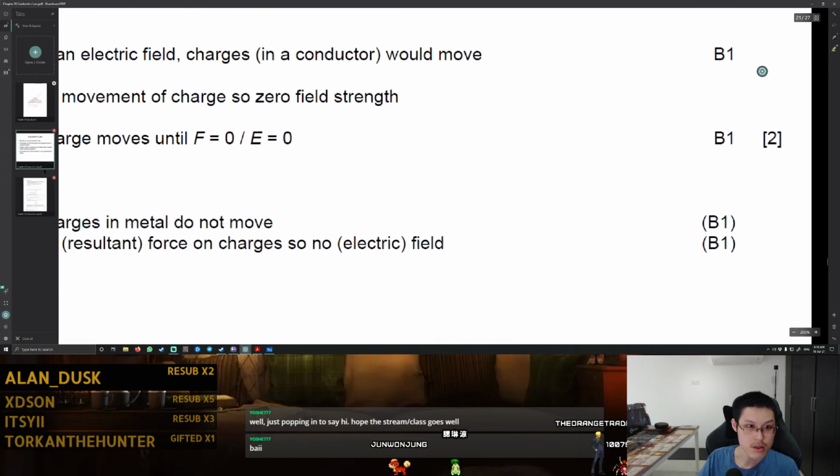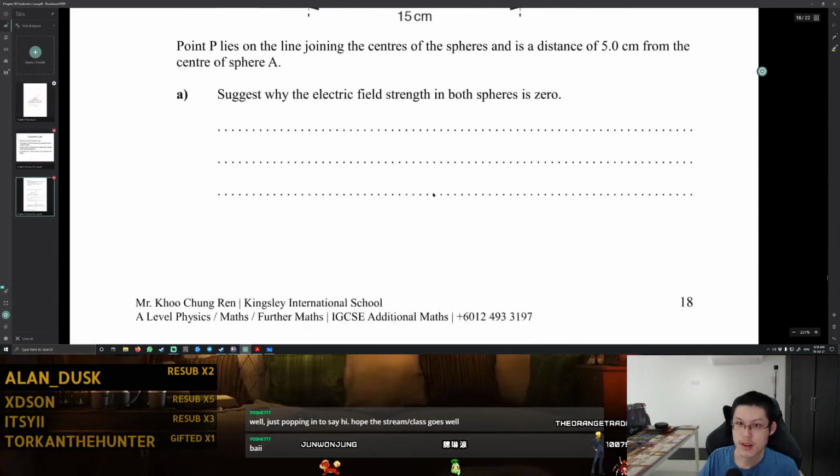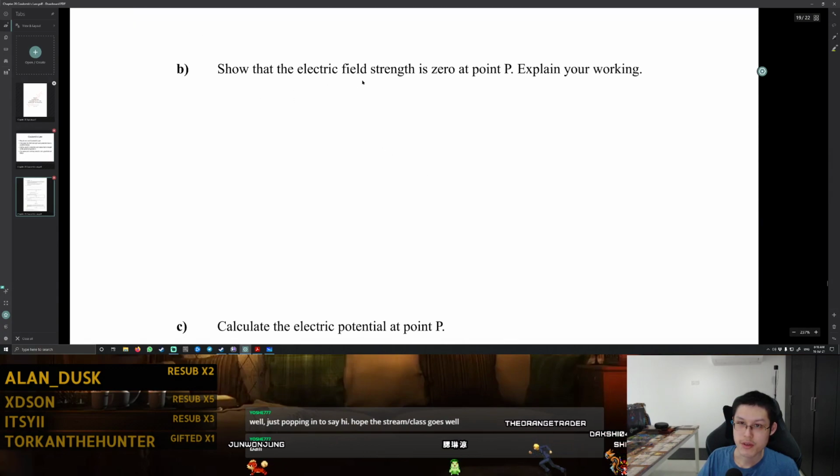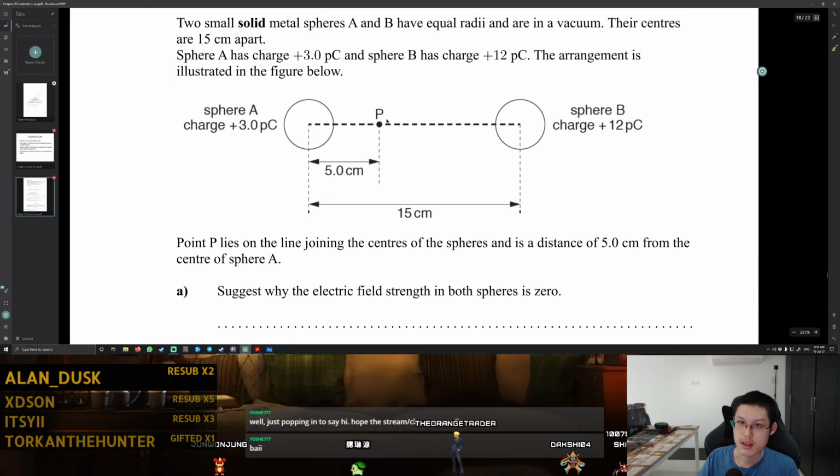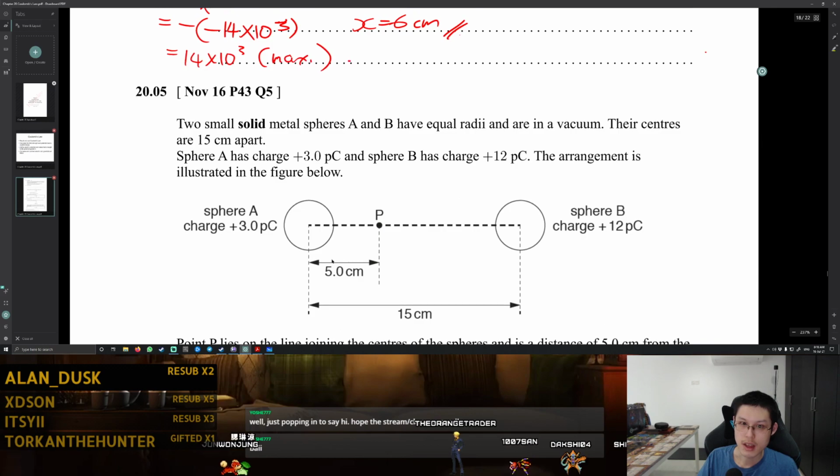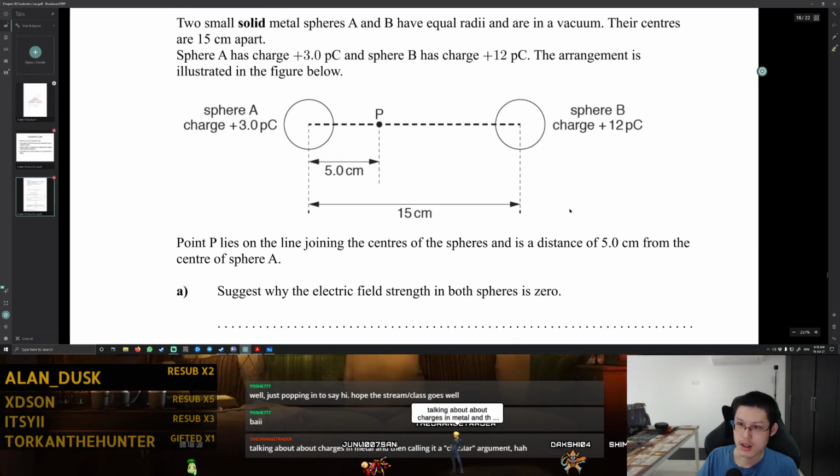Okay, so going back here. Show that the electric field strength is 0 at point P. Explain your working. So you need to show that the resultant electric field strength is 0 over here. And we can see that these charges, they're both positive. Okay, so what do we do?